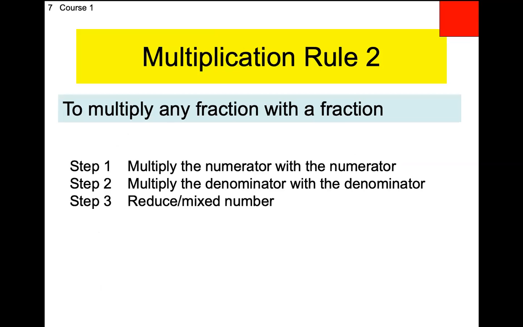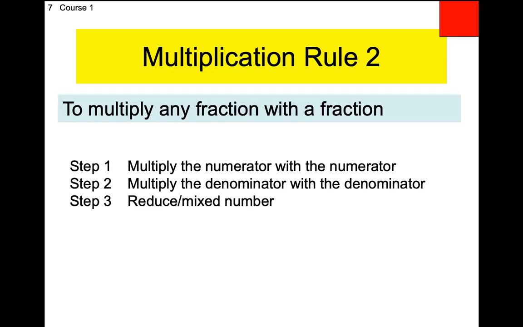Okay? So, box 7, write this down. This is the more general rule for multiplying with fractions. Now, be careful. When I say fractions, I'm not including mixed numbers. This is specifically for proper and improper fractions. Step number 1, multiply the numerator with the numerator. That means the numerator of fraction 1 times the numerator of fraction 2. Step number 2, we multiply the denominator of fraction 1 times the denominator of fraction 2. Step 3 stays the same, reduce, change to a mixed number if necessary.